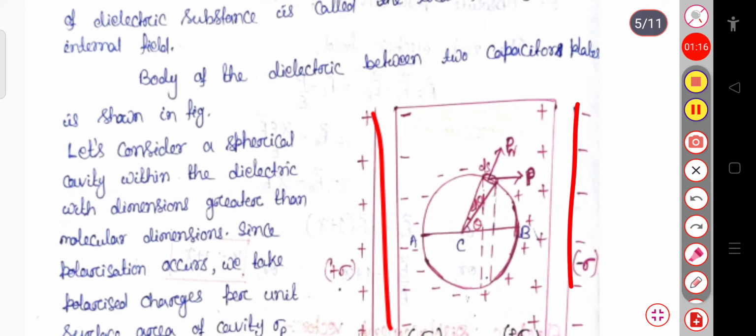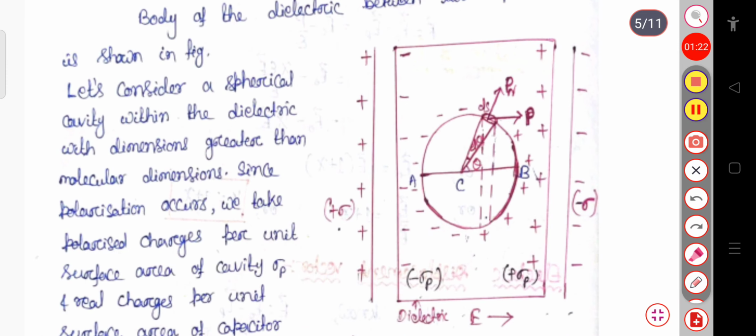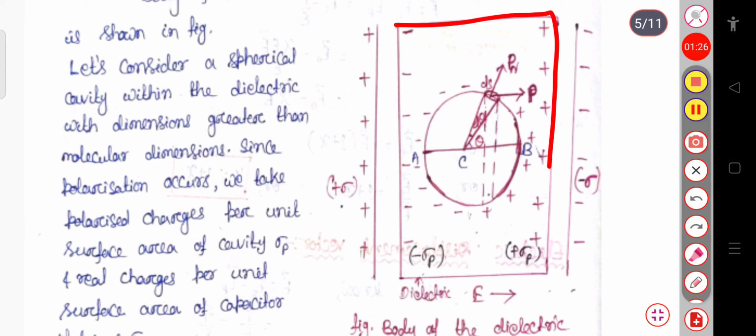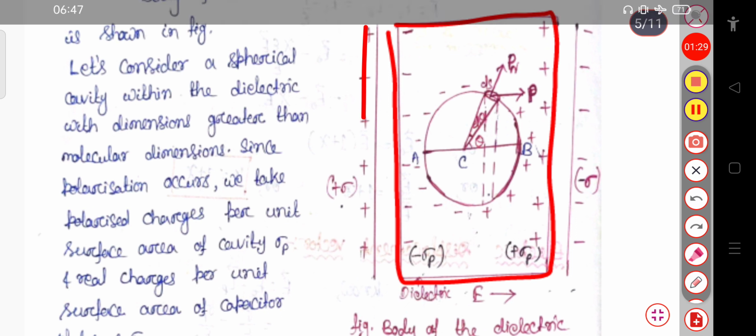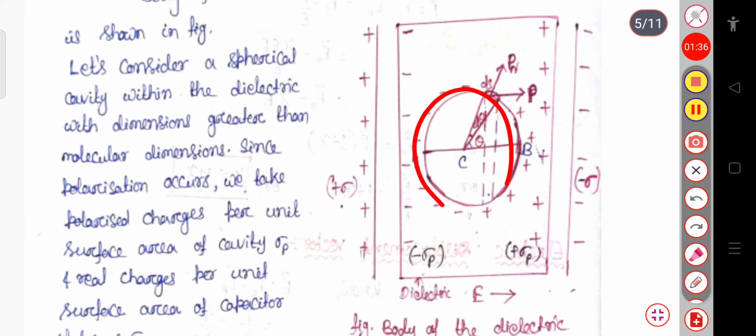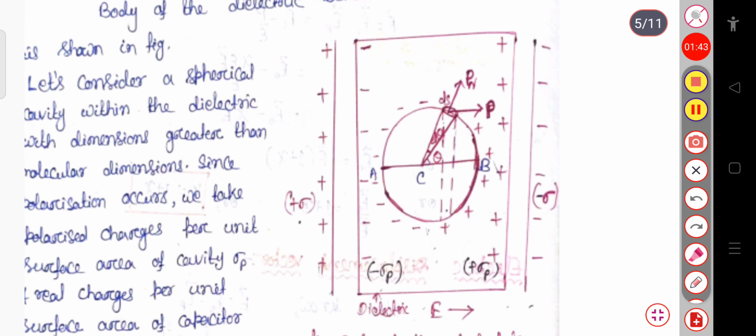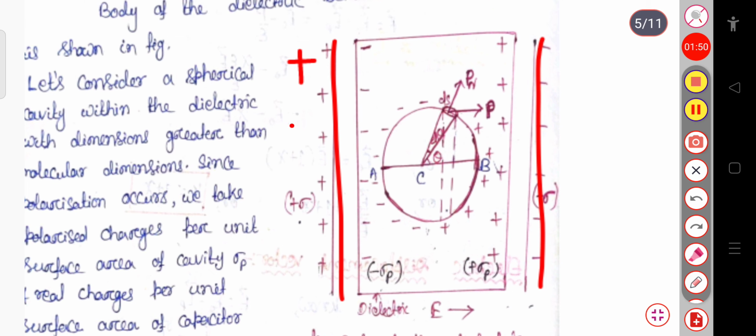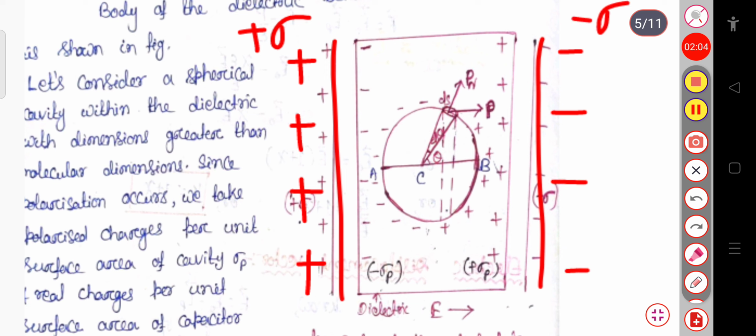These are the two parallel plate capacitors, and a dielectric slab is inserted in between them. So this one is your dielectric slab, and these are your two parallel plate capacitors. Now let us consider a spherical cavity within this dielectric with dimensions greater than the molecular dimension. From the previous classes we have already studied that this charged plate capacitor contains, suppose, the positive charge, so that the surface charge density here is plus sigma, and this is your negative charge plate and it has the surface charge density minus sigma.